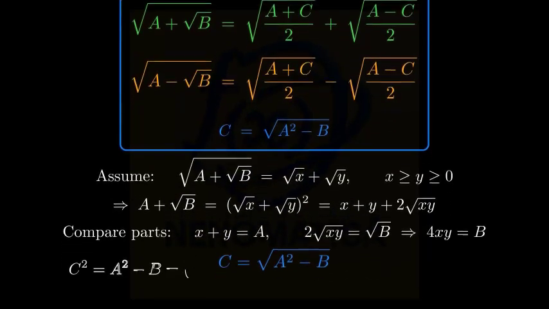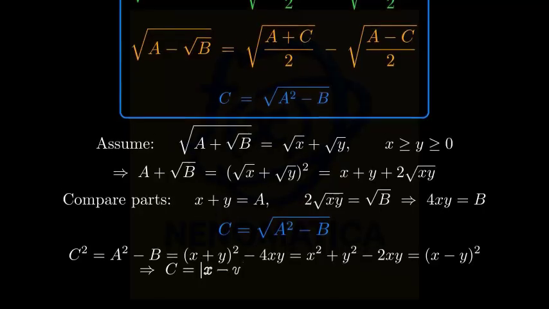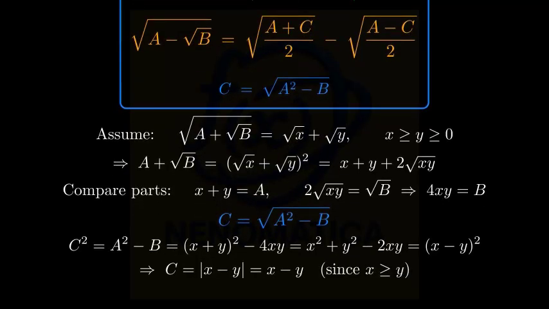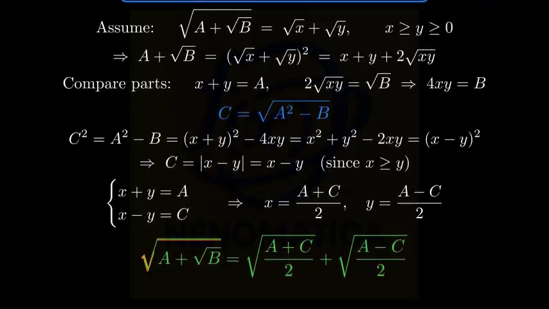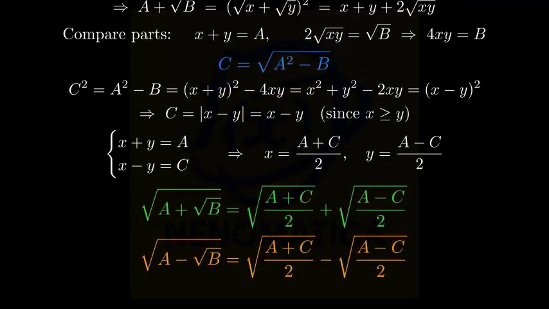Next, introduce c equals the square root of a squared minus b. Substituting a equals x plus y and b equals 4xy, we get c squared equals (x minus y) squared. Since x is at least y, c equals x minus y. Solve the simple system x plus y equals a and x minus y equals c. We obtain x equals (a plus c) over 2 and y equals (a minus c) over 2. Plugging back gives the formula for the plus case. The minus case is identical with a minus sign in the middle.